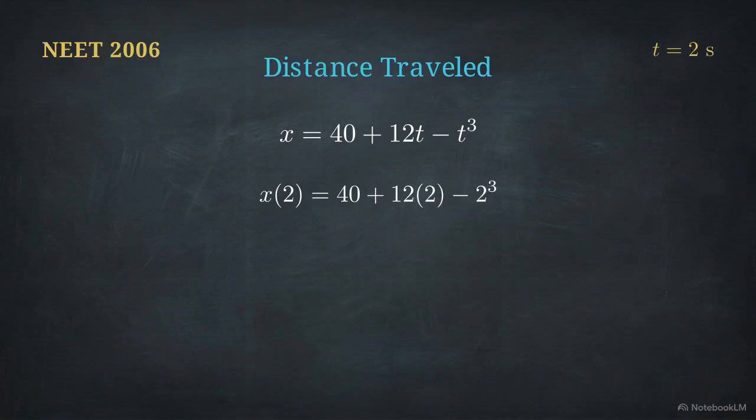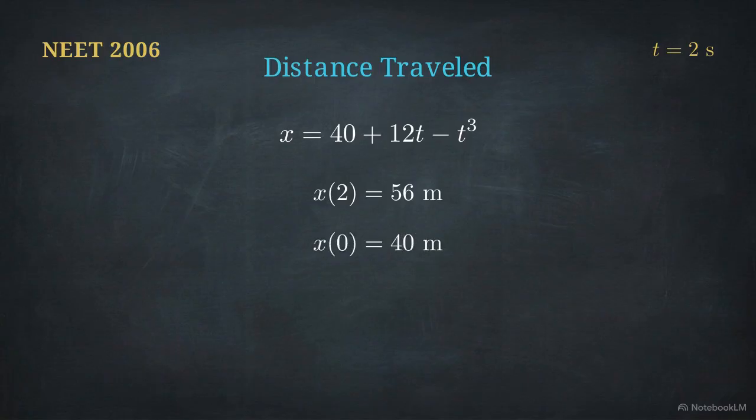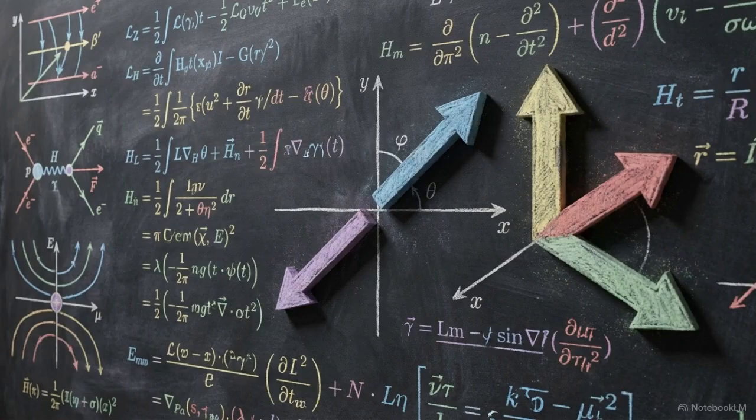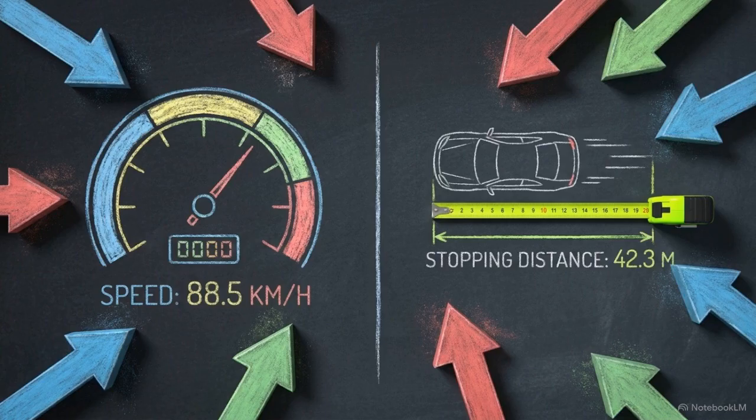But remember, the particle started at t equals 0 at the 40-meter mark. Subtracting the starting point from the final position gives us a total distance traveled of 16 meters. Calculus allows you to take a static equation and extract the exact speed and stopping distance of a moving object.